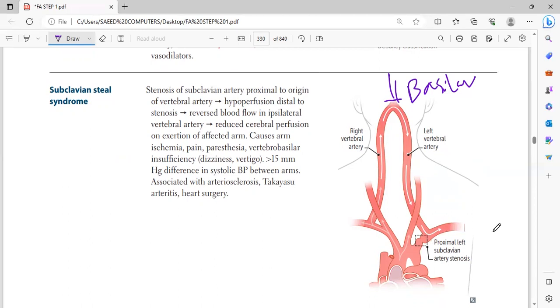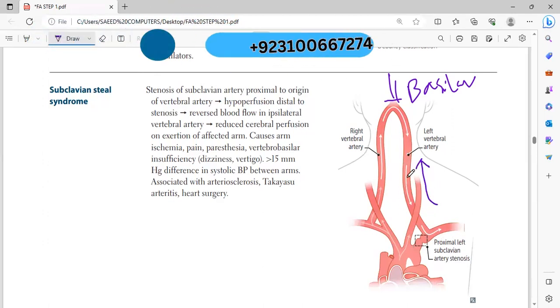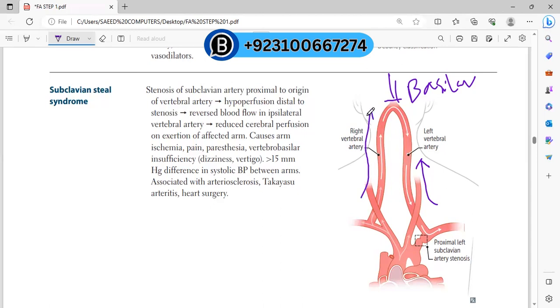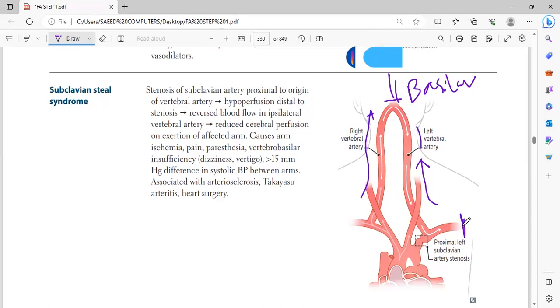But when you do arm exercise, when you exert the arm, what will happen? You need more flow, but here is the stenosis. Now what will happen? Normally, flow on both sides is going up. But in this case, when the flow decreases on this side and more flow is required, the flow will be reversed.